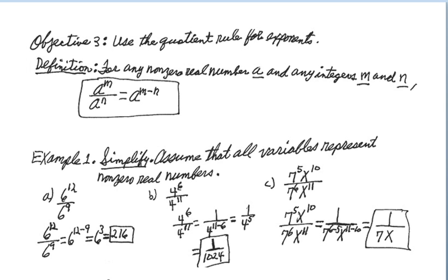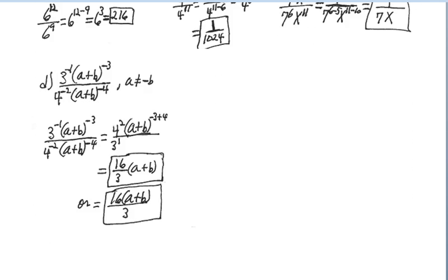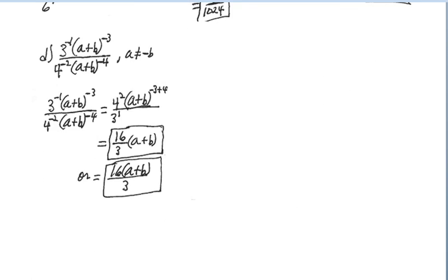Part D. 3 to the minus 1 power times the quantity a plus b to the minus 3 power, where a does not equal minus b, divided by 4 to the minus 2 power times the quantity a plus b to the minus 4 power.